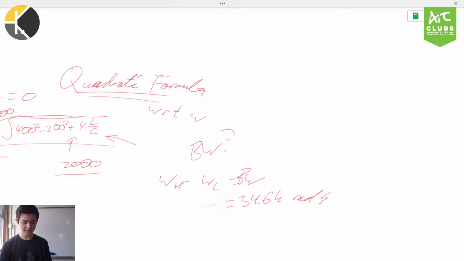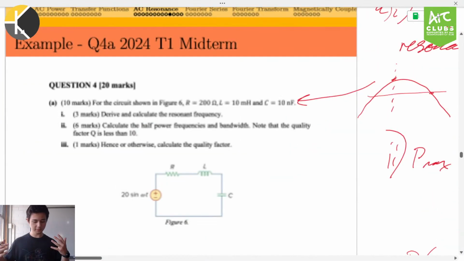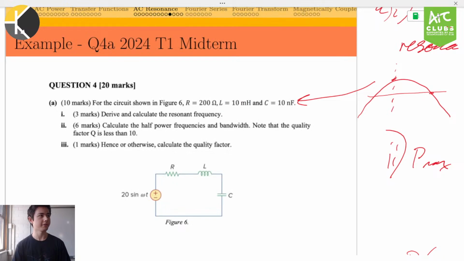All right, and then the final part of the question, which we go ahead and validate. Yes, we've found half power frequencies. Yes, we've found the bandwidth. We need to calculate the quality factor now.